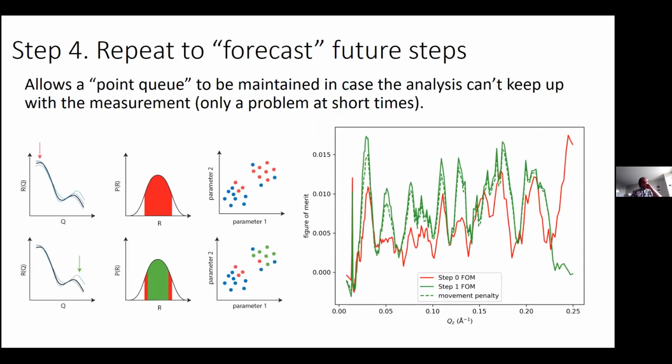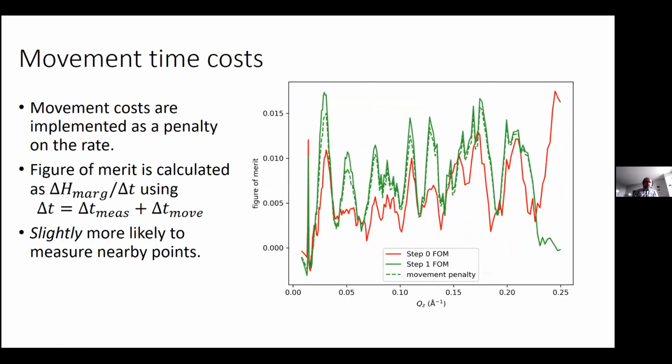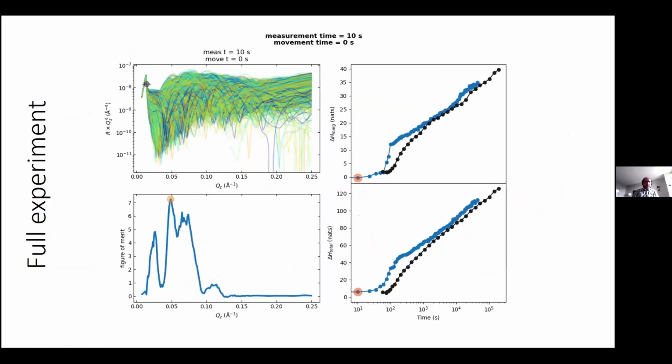One of the advantages to this particular algorithm is that once you've done your selection of your point and you've thrown away some of your samples, you can actually just do the process again. So you can forecast multiple steps into the future. And we could talk more about that if you're interested. I'm not going to go into it in a lot of detail now. You can include movement time costs. I think I said that right.